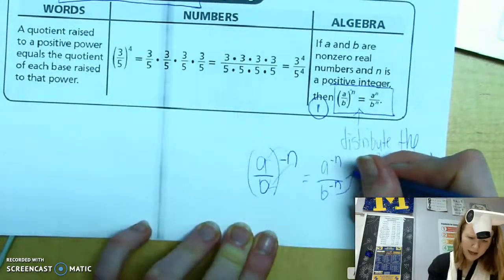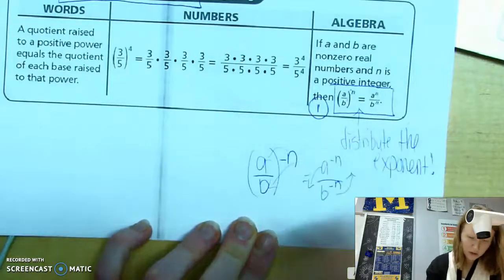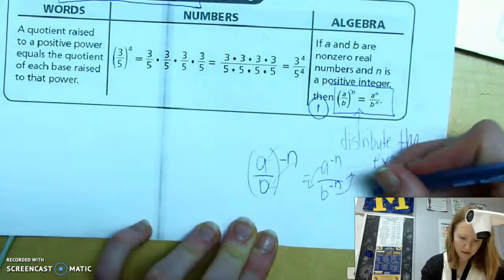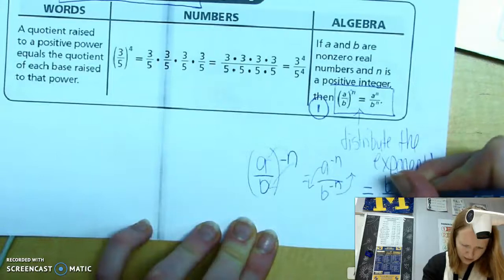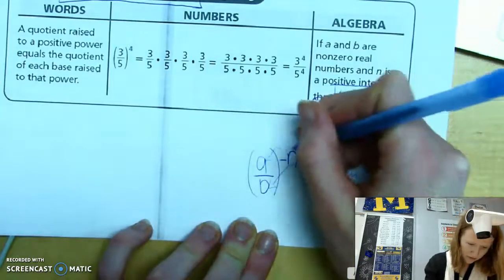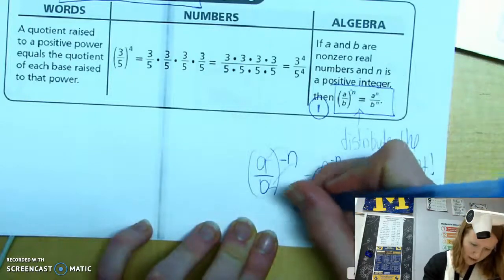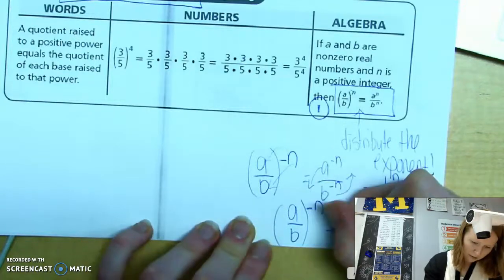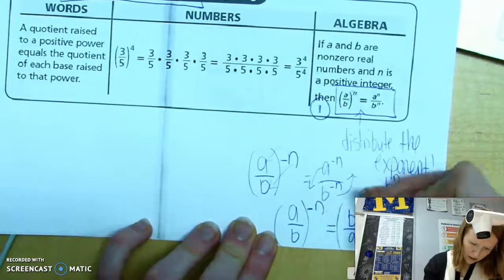But then b has a bad attitude, so that has to go upstairs to get some sunshine, change its attitude. A has some bad attitude upstairs, it's got to go downstairs to change its attitude. So then you're left with b to the n over a to the n. So your real property here, if you have a over b to the negative nth power, what that really does is it just flips what's on the inside and makes that exponent positive.